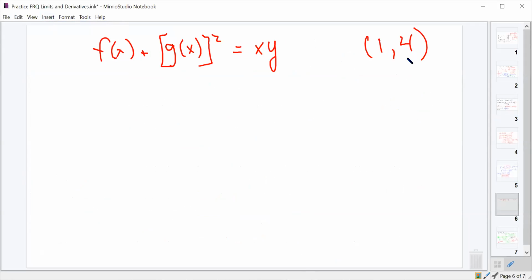If we're looking for dy/dx, we need to differentiate both sides of this equation with respect to x. So what's the derivative with respect to x of f of x? f prime of x, right? And that's all in terms of x. f is a function of x, so when I take the derivative with respect to x, I get a function in terms of x. And I don't have to attach a dy/dx to it because there's no y term there.